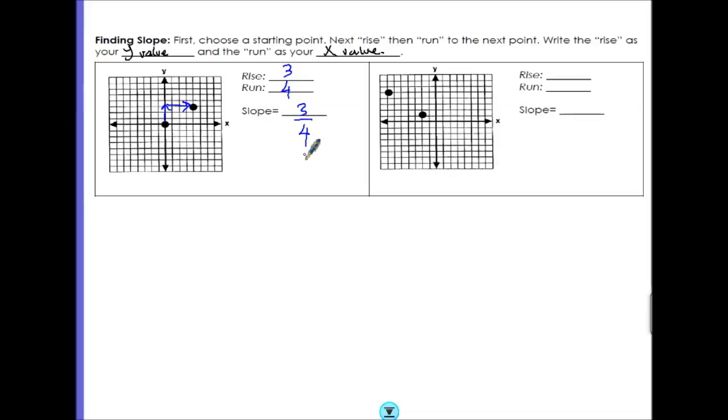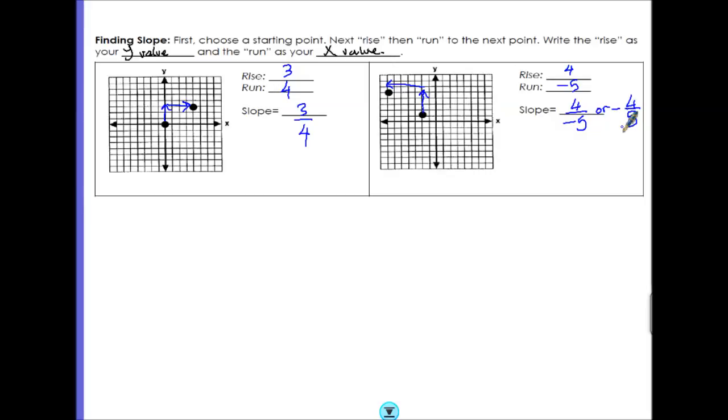On our next example, our rise from this point to this point is going to be positive 4 units. Run would be left 5. I will write left 5 as negative 5. My slope would be 4 over negative 5. Or I can write it negative 4 over 5.